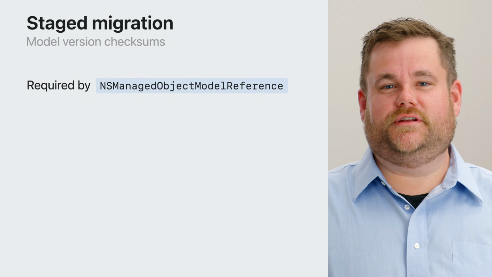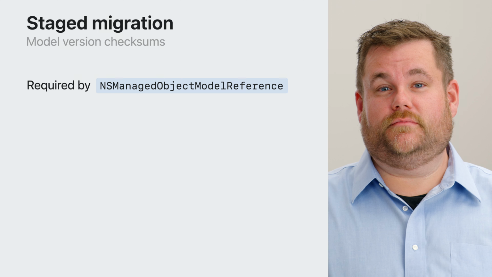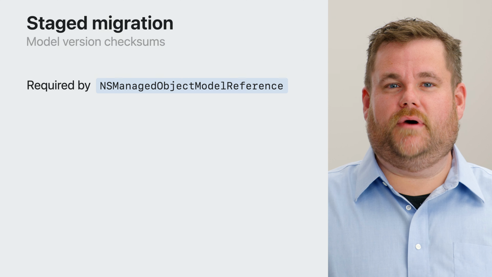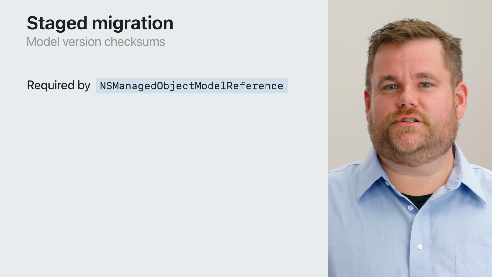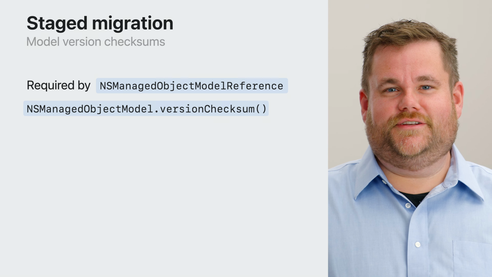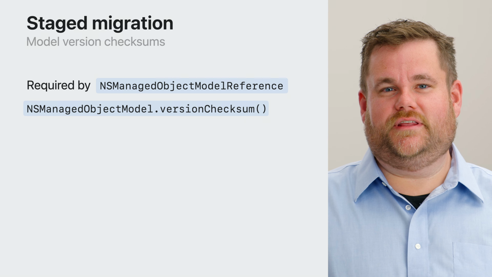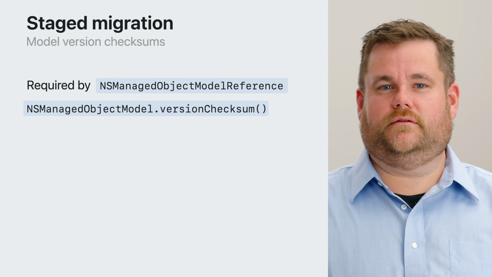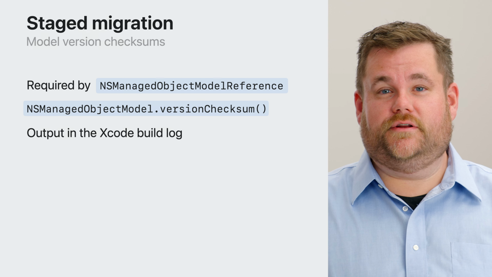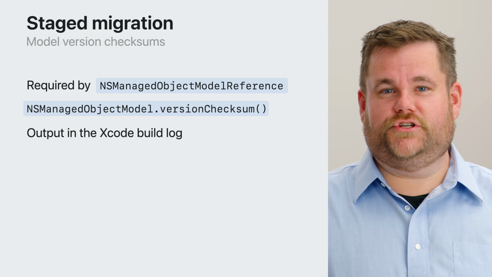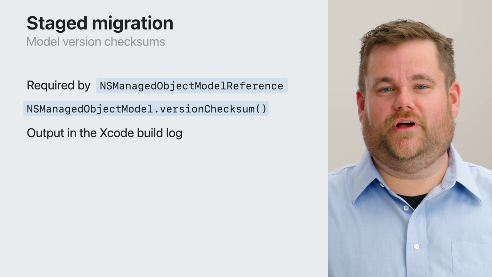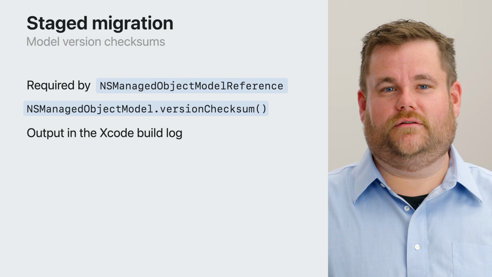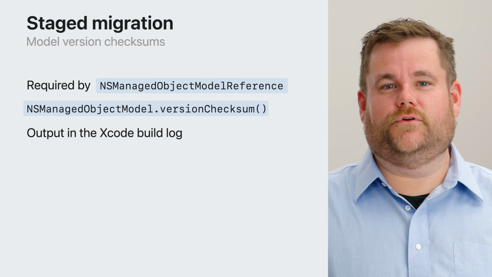Every NSManagedObjectModelReference needs to be initialized with a version checksum. This is to validate the model hasn't inadvertently changed. The checksum can be obtained using the NSManagedObjectModel versionChecksum method. Alternatively, you can retrieve the version checksum from the Xcode build log under Compile Data Model. Search for the string "version checksum".